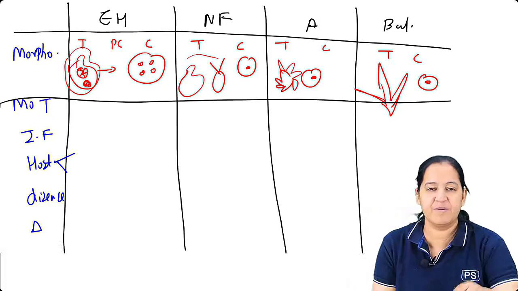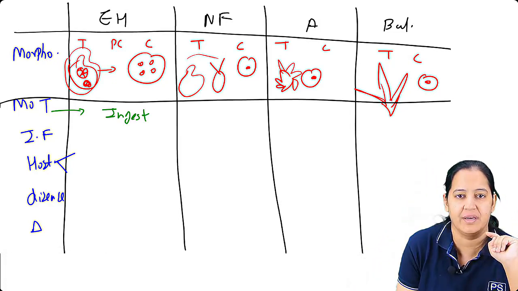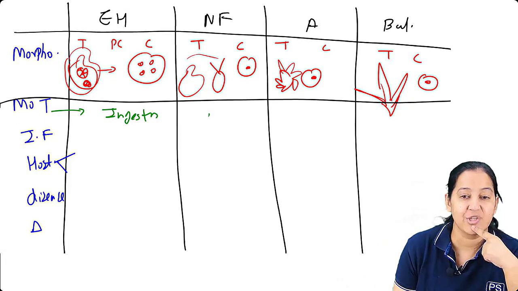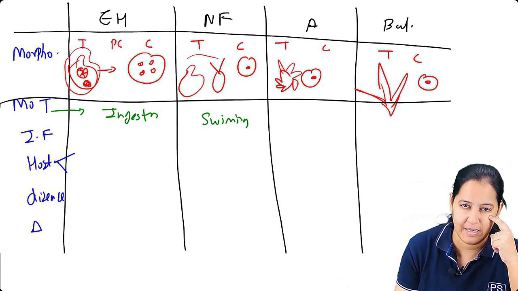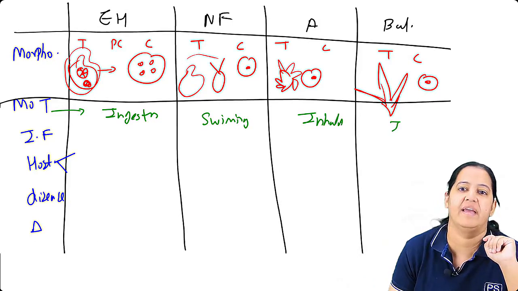Tell me the mode of transmission. Entamoeba histolytica: eating, ingestion. Naegleria fowleri: swimming, via swimming it enters. And the remaining two, Acanthamoeba and Balamuthia: inhalation.